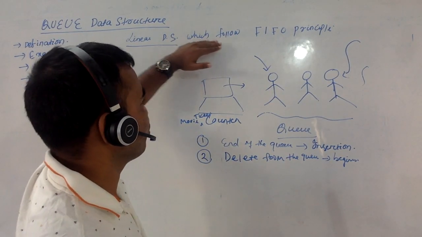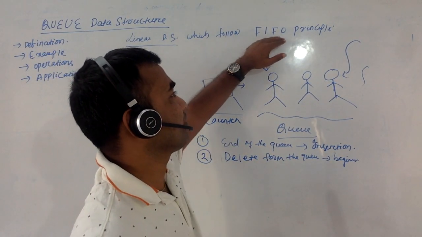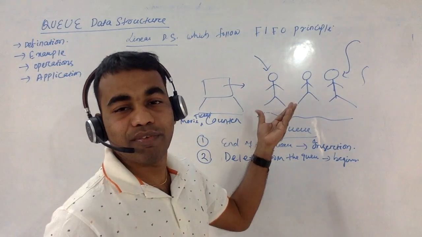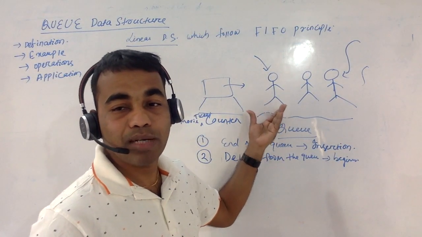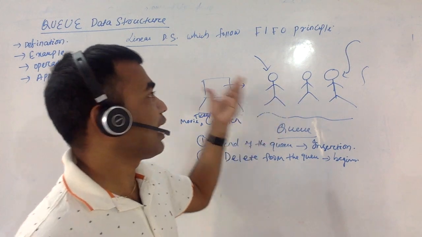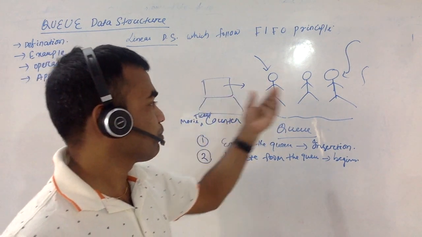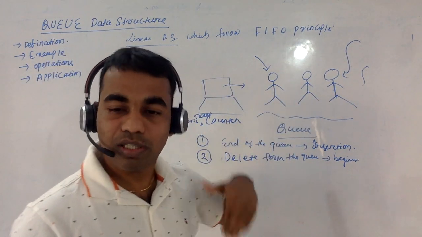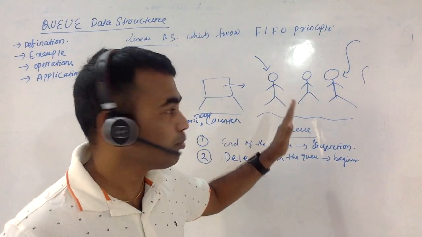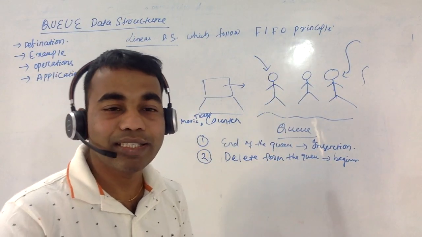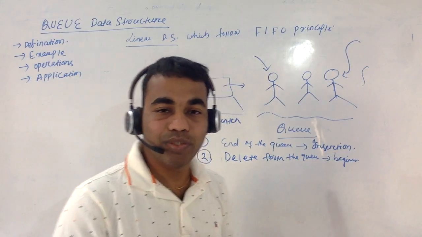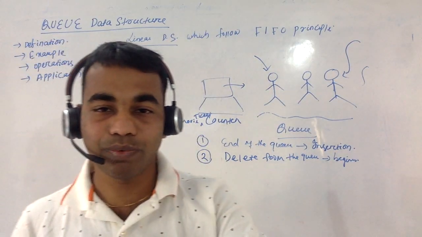So if we go back to the definition, it says it is a linear data structure which follows first in, first out. That means the person who came first must come out first, right? The person who came second will come after this person only. They cannot come before this person, right? So that is the principle of the queue.